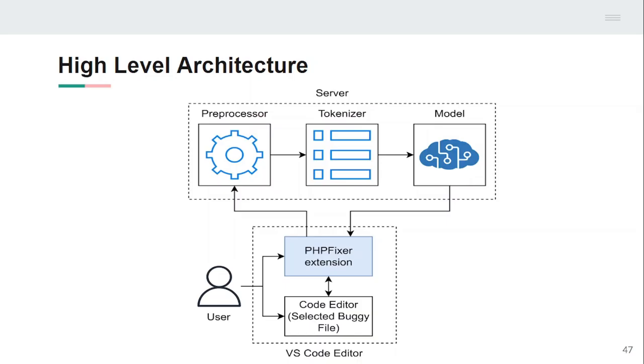We integrate our PHP Fixer tool as a Visual Studio Code extension. This is the high-level architecture of the extension workflow. The PHP Fixer extension is installed into the VS Code editor and the model is running separately as a server. When the user requests bug fixing, the PHP Fixer extension sends a POST request to the server, which generates the requested number of candidate patches and sends them back to the extension. The extension replaces the buggy line with those patches one by one, executes the test cases, and lists the possible patches. First, we look at our demonstration.